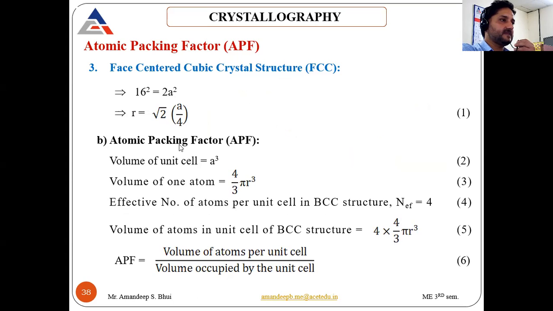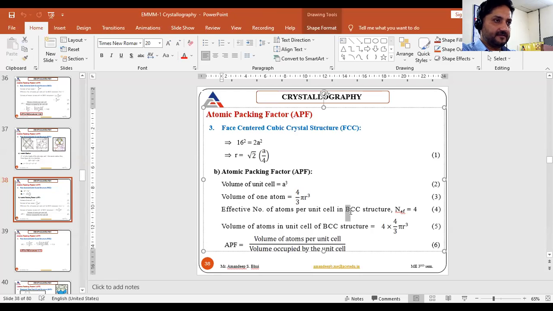Again, we'll go for the volume of the unit cell. It will be given by A cube. The volume of one atom will be 4 upon 3 pi R cube. Now this is face centered, so in the face centered cubic structure, the number of effective atoms, so it will be FCC here.